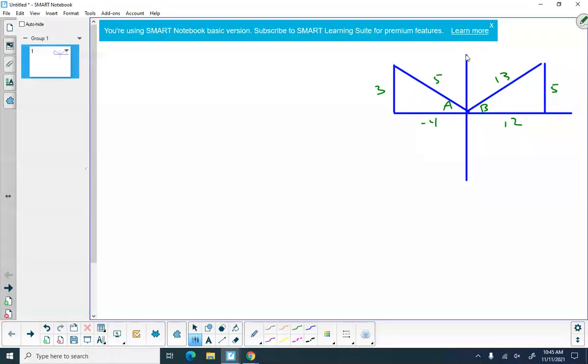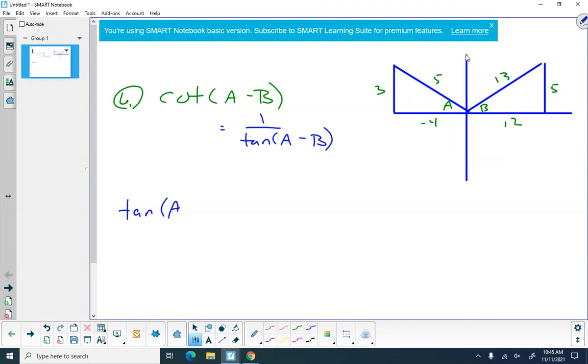And problem number 6, I'm asking you to calculate the cotangent of A minus B, which by our reciprocal ideas is equal to 1 over the tangent of A minus B. So when you calculate this, you're going to come down to a fraction. When you just get done with your solution, just flip it over. This just tells us to reciprocate whatever we get for the tangent of A minus B. So what we need to calculate is the tangent of A minus B.